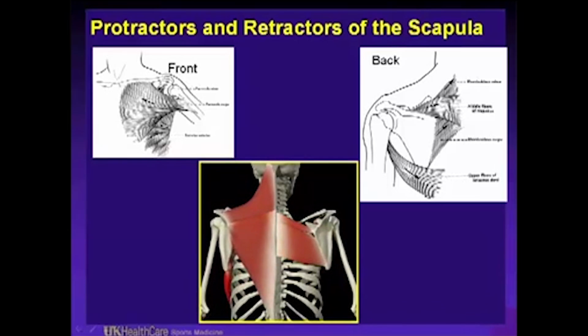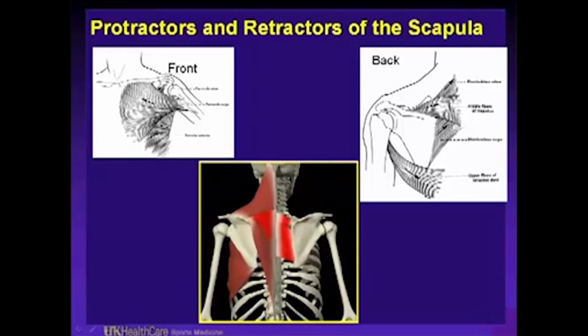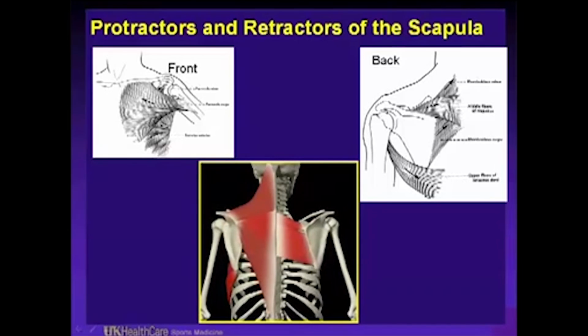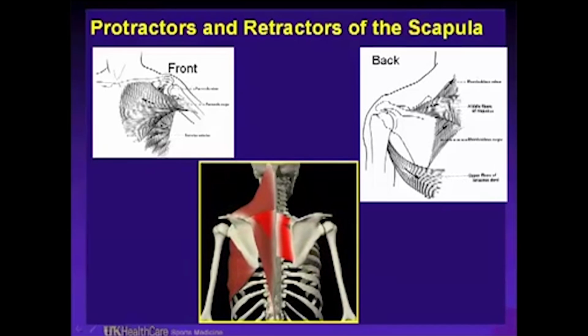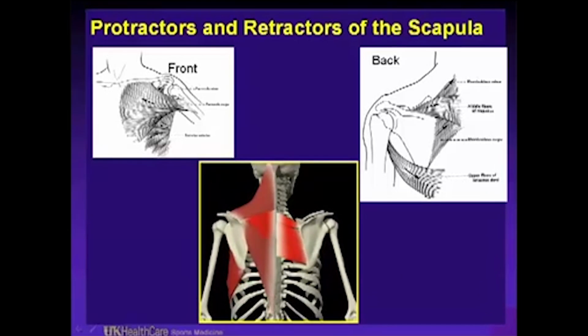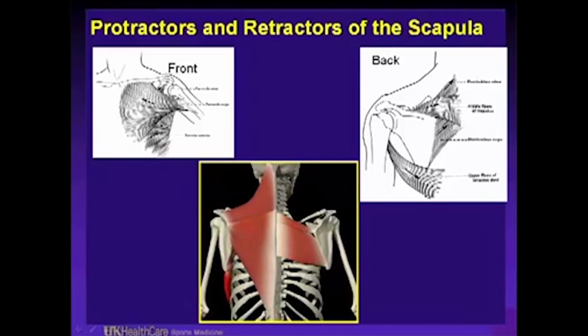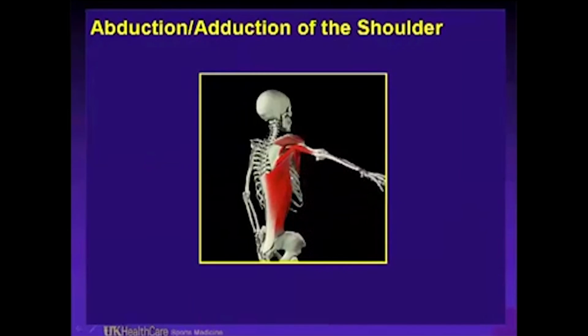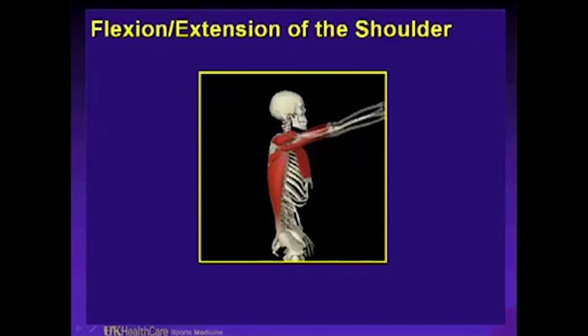Oftentimes we'll see the scapula go into a protracted position with a thrower, which is usually secondary to a rotator cuff problem or a labral problem. So check the scapula for symmetry and think about relative weakness of the retractors causing the scapula to go into protraction and internal rotation, moving away from the spine. Also the abduction and adduction of the shoulder involve these scapular stabilizers, as well as the latissimus, deltoid, pectoralis major, and flexion and extension of the shoulder.